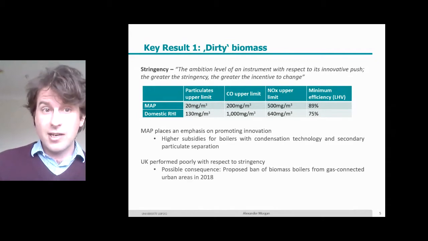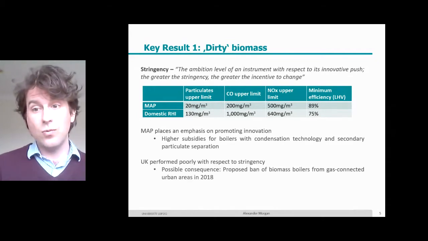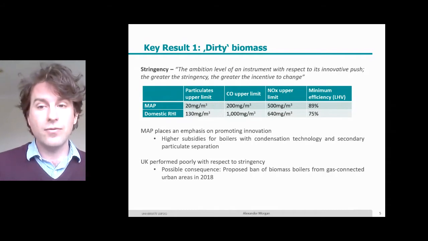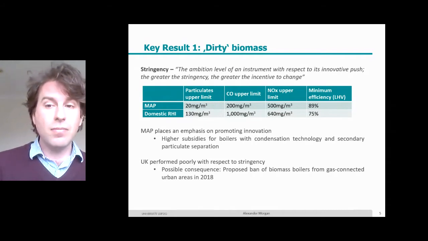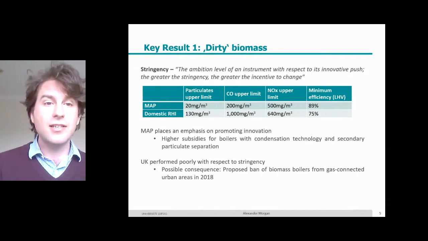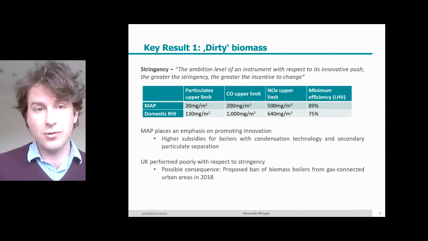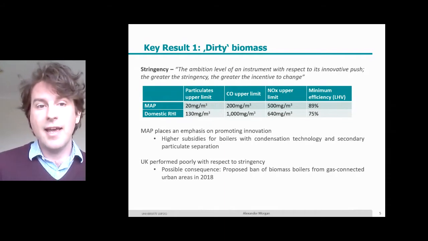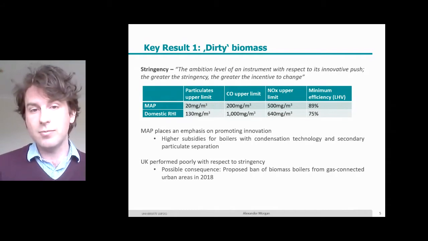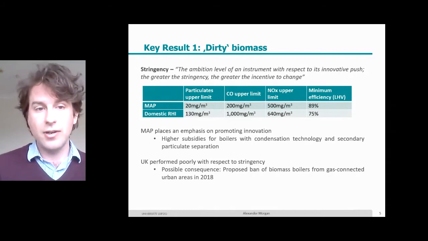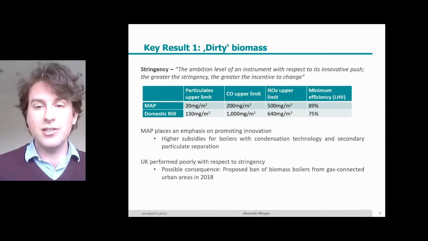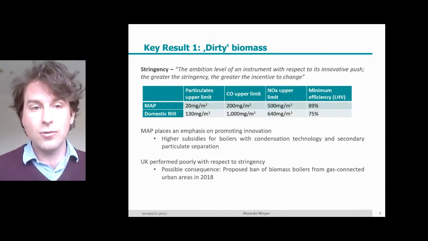For the domestic RHI, a lack of stringency was identified as an issue for the scheme by several interviewees. And of course, with these less stringent emission limits, this results in higher air pollution. And this may have been a possible consequence for the proposed ban of biomass boilers from gas-connected urban areas in 2018 by the Department for Business, Energy and Industrial Strategy, or BEIS.